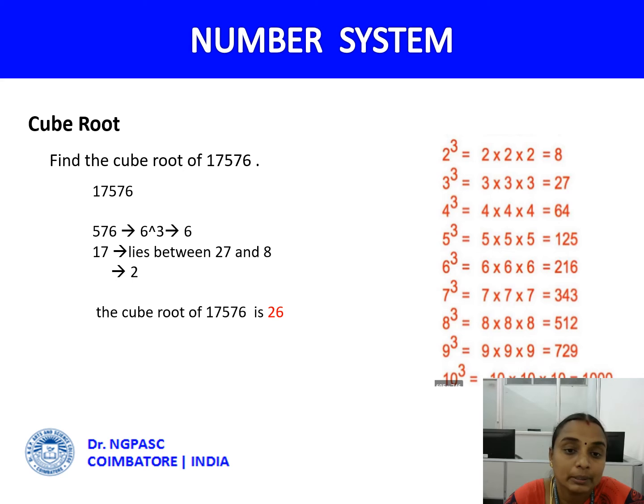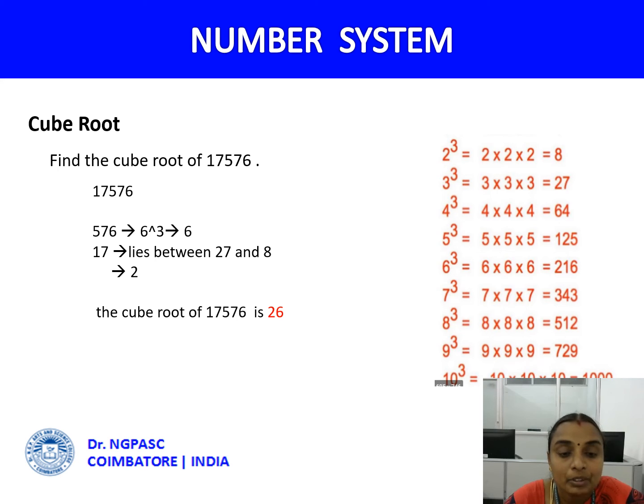So you have to remember it. Here they gave: find the cube root of 17576. In this cube root you have to split into 3 digits. The first 3 digits are 576, and for the next group we don't have 3 digits, we have only 17, that is 2 digits.